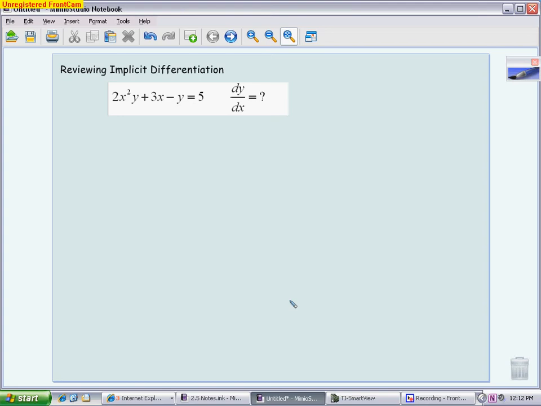When that happens, we have to go through and take the derivative using all the rules that we've learned, but also keep in mind that when you derive y, you get dy/dx, because it's the derivative of y in terms of x's. So when you look at this problem, you see it automatically, it's implicit. We start taking the derivative.